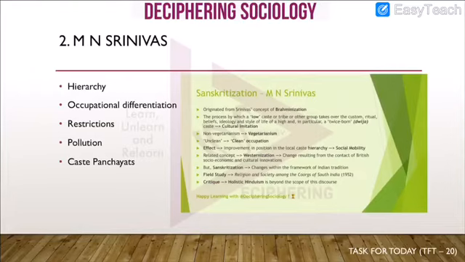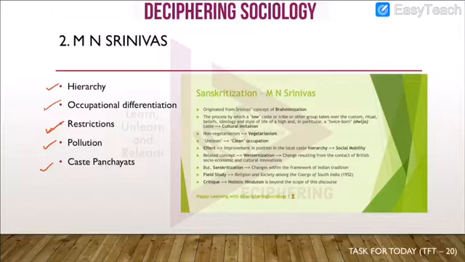These were the defining features of the caste system as studied by G.S. Ghurye. Now the next thinker who studied the caste system was M.N. Srinivas. He also gave similar features of the caste system. First one was hierarchy. Second, occupational differentiation. Third was the restrictions. Fourth was the element of pollution. And fifth was caste panchayats. But he gave two more terms.